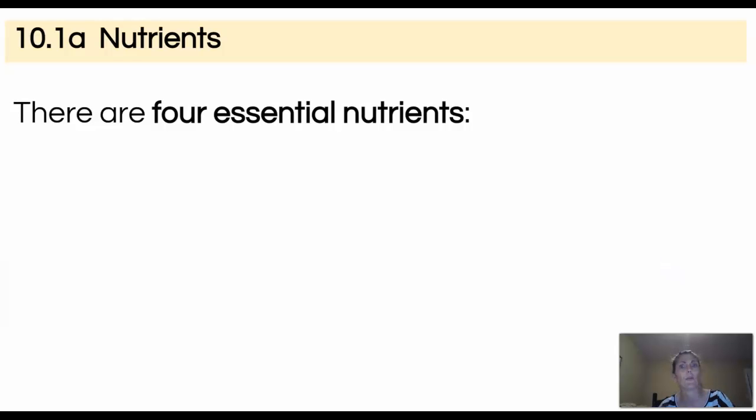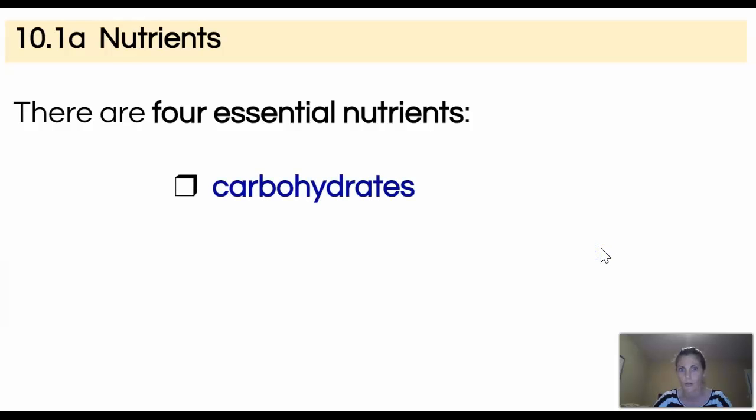So there are 4 essential nutrient groups that we like to talk about. Take a minute and think about what those groups might be. What might those nutrient groups be? Well, if you can't think of any of them, I'm going to give you one as a hint. One of them is carbohydrates, right? So that is one out of the 4 nutrient groups. What might the others be?